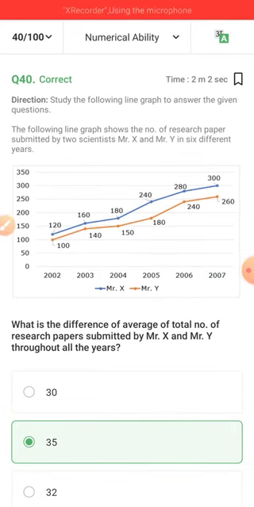Then what is the difference of average of total number of research papers submitted by Mr. X and Mr. Y throughout all the years? Okay, total number of research papers submitted by Mr. Y and... okay, so we need to add all these numbers. So just add these numbers.